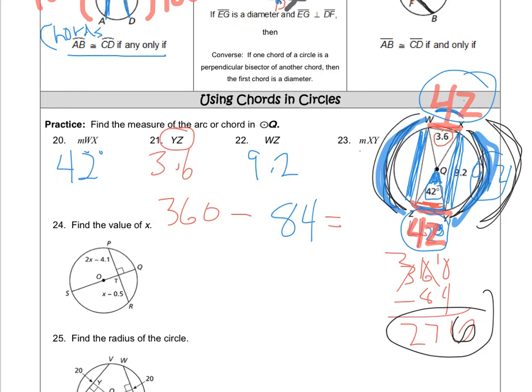So how can I figure out what that is? Divide it by 2, right? 276 divided by 2, and so you would get 138. So XY, this arc over here, is 138, and this arc over here is also 138.